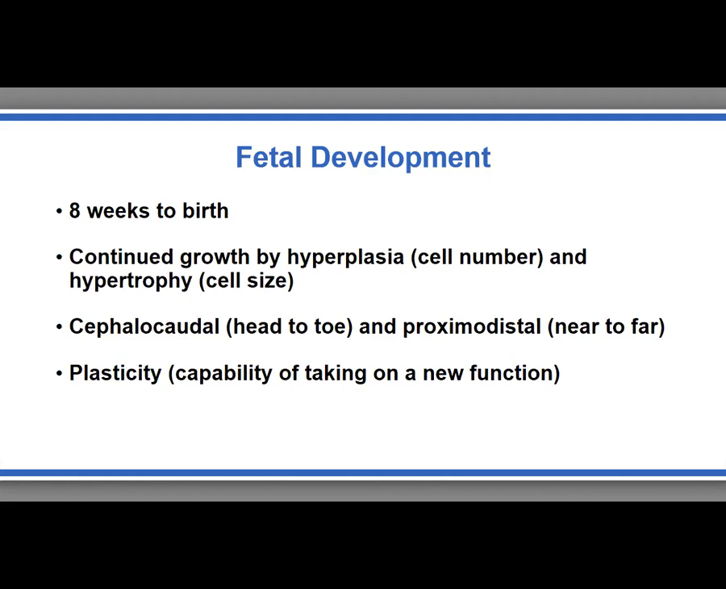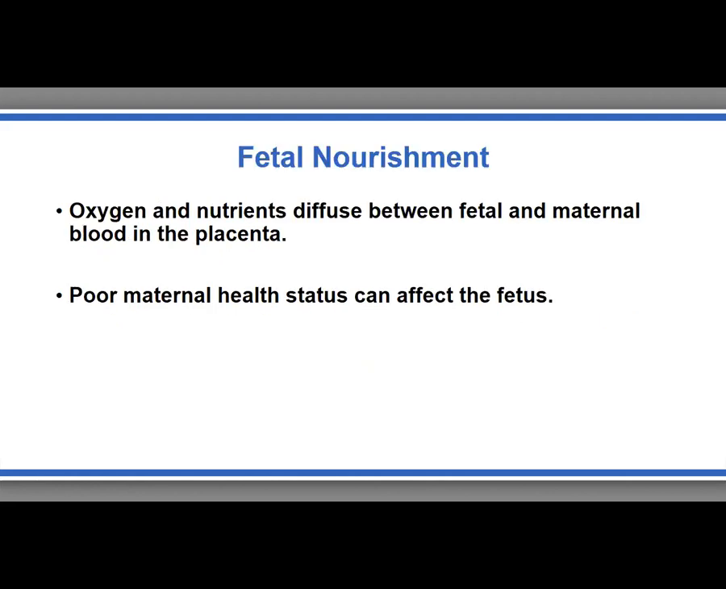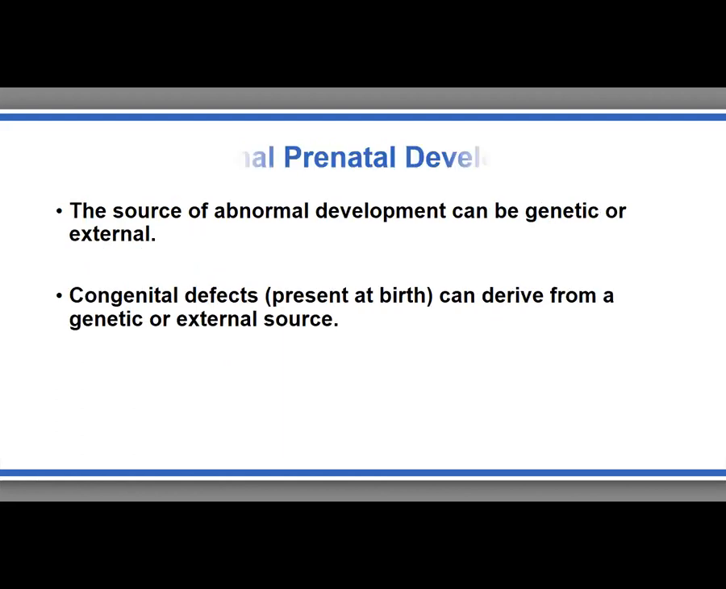Cephalocaudal, head to toe, and proximodistal, near to far. Plasticity, capability of taking on new functions. Fetal nourishment: oxygen and nutrients diffuse between fetal and maternal blood in the placenta. Poor maternal health status can affect the fetus. Abnormal prenatal development: the source of abnormal development can be genetic or external. Again, like we said, you can be carrying a certain gene that becomes more present, and maybe you were a carrier, you didn't have it, but now your baby does. Or again, by taking care or not taking care of yourself as well, right?